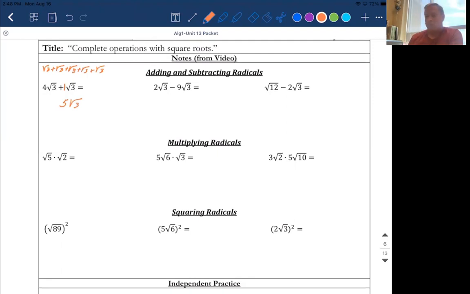So based on that principle, we can look at the middle one and go, well, 2 square root of 3 minus 9 square root of 3 then is -7 square root of 3. The radicals have the same number underneath. So 2 minus 9 is -7.